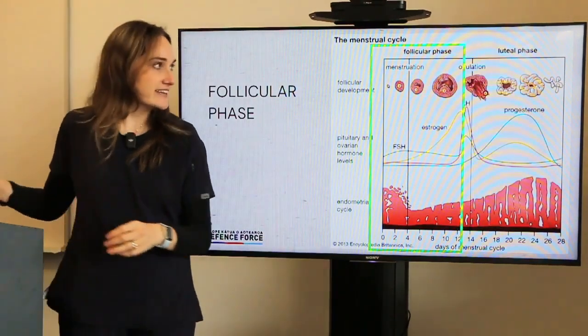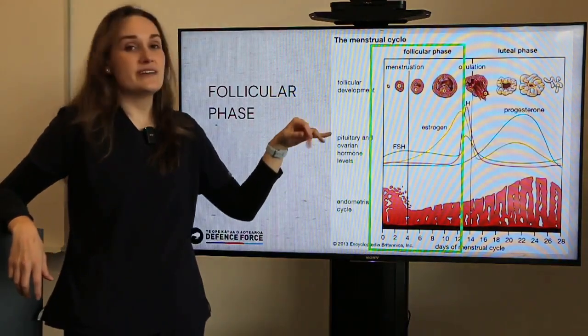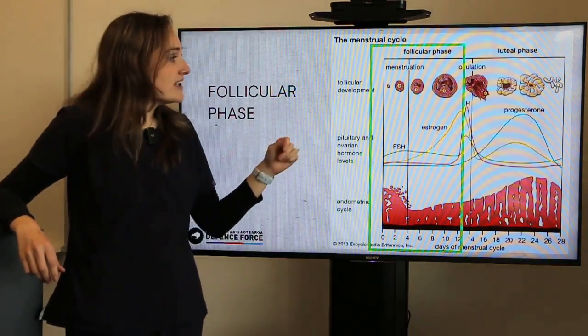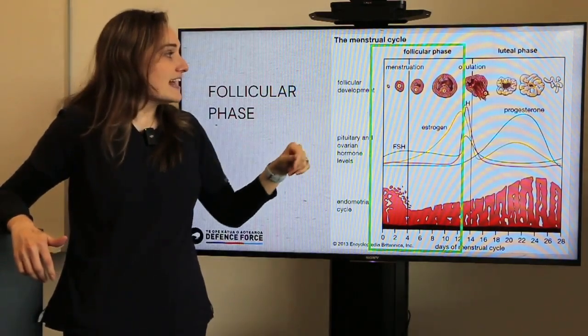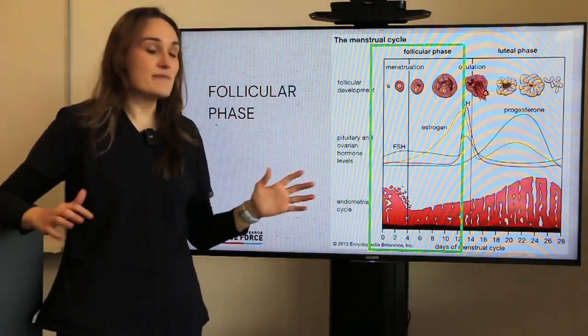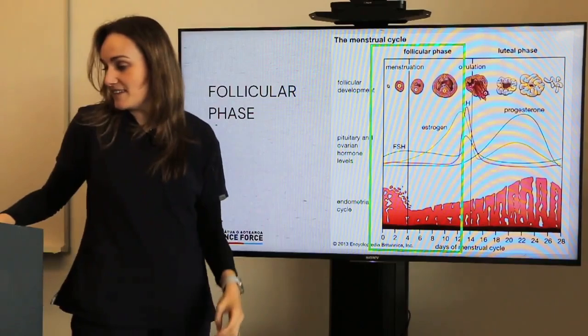So what happens during the follicular phase? This is when a follicle develops. So a follicle is a sac containing an egg. There is one that is selected every month to grow, generally from either side, from either ovary. These mature and they're released.